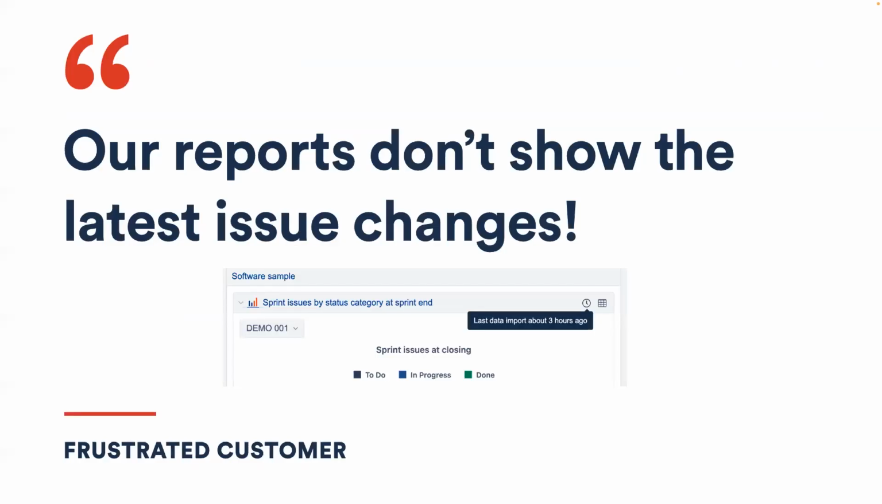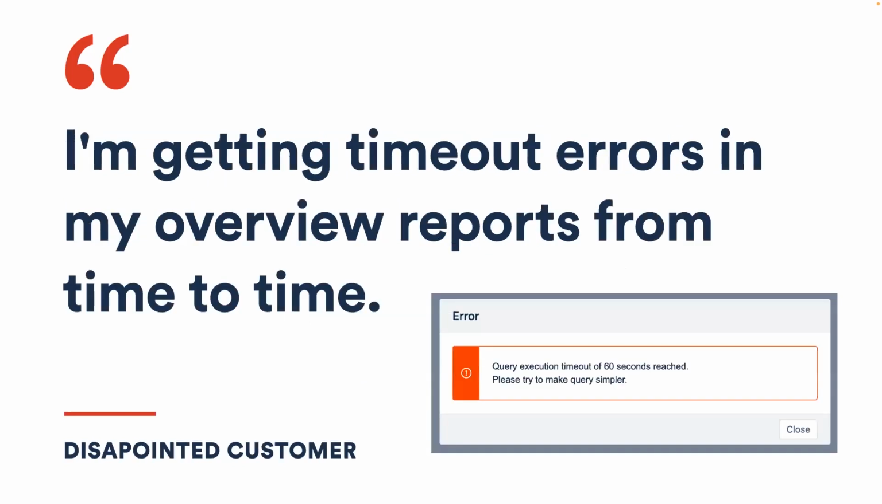Questions from customers or coworkers: our reports don't show the latest issue changes. As you can see, we have this time icon on reports if it's put on a Jira dashboard. You can see that the data were imported 3 hours ago, but maybe the user knows that it should be imported every 10 minutes. So why aren't the data there?